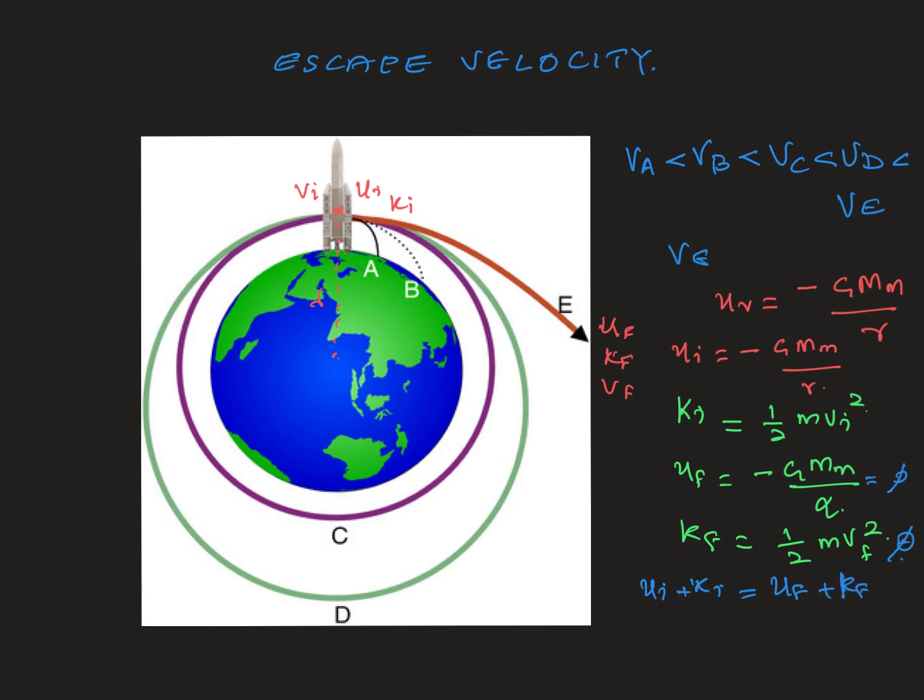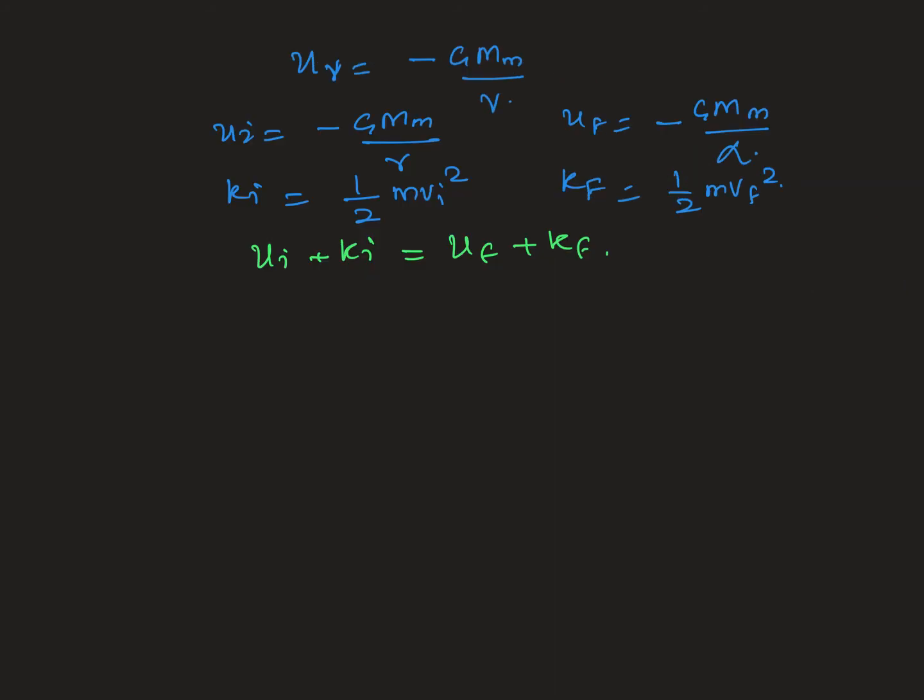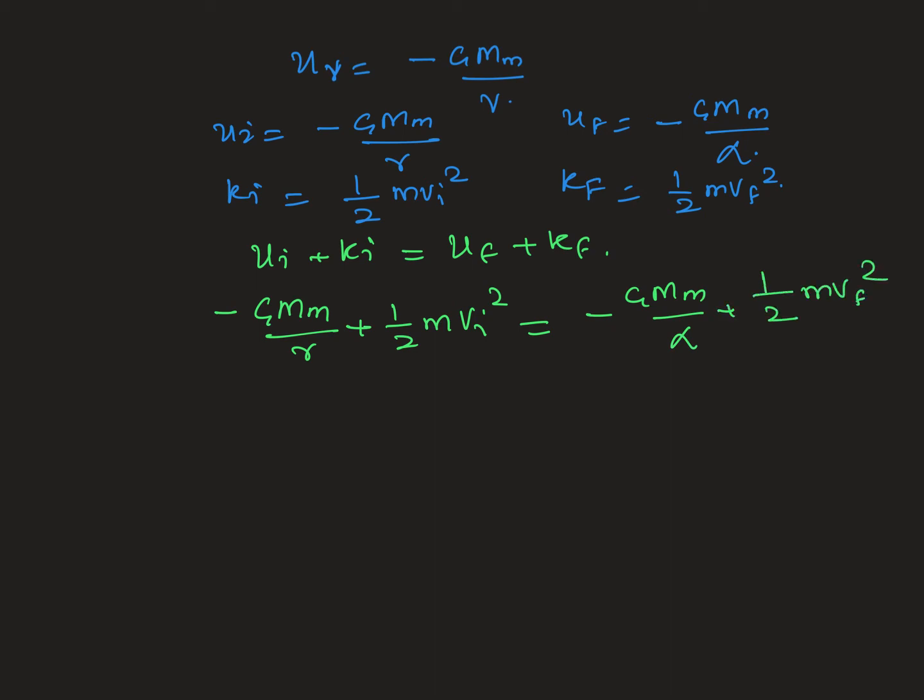So the energy in the beginning is the same as the energy at the end. So Ui is this and Ki is this. If we write all these equations again, Ui plus Ki is equal to Uf plus Kf. So what is Ui? Minus GMm over r, plus Ki, which is half m vi squared, is equal to Uf, which is minus GMm over infinity plus half m vf squared.